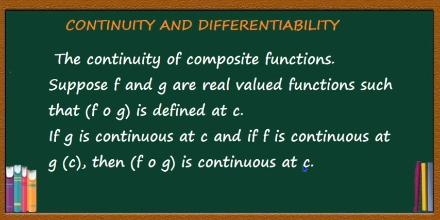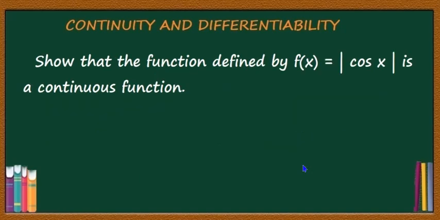Now let us come to the other result, that is continuity of composite functions. Suppose f and g are real valued functions such that f composite g is defined at c, g is continuous at c, and f is continuous at g of c, then f composite g is also continuous at x equal to c. And see this problem.